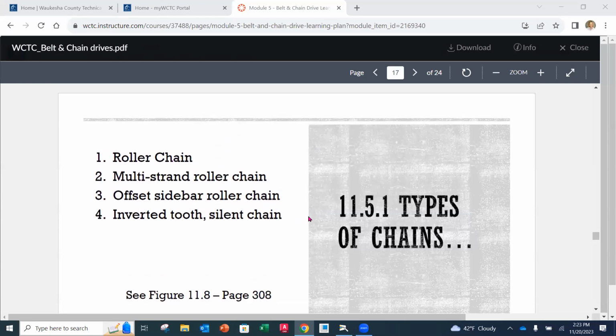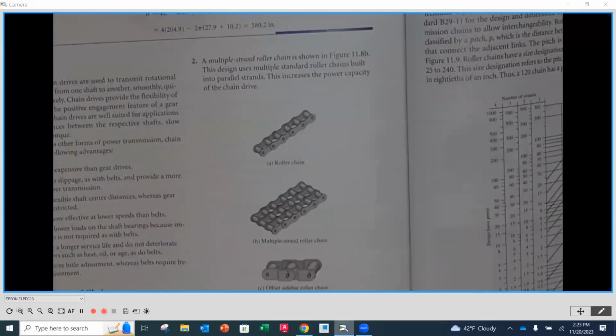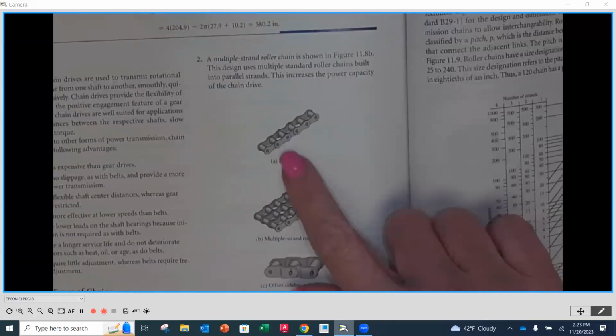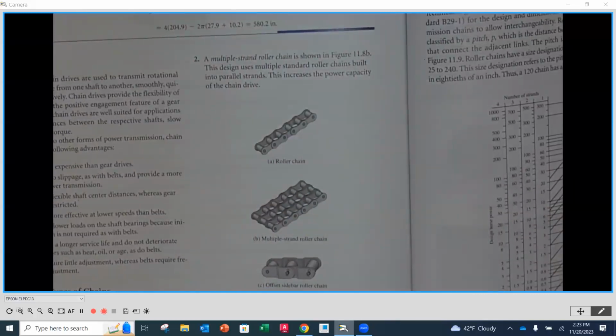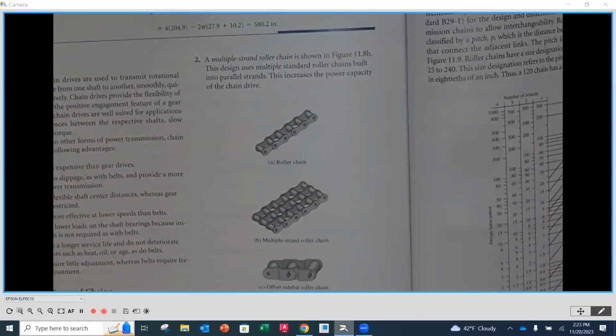So different types of chain. There's roller chain, there's multi-strand chain, there's offset sidebar roller chain, and then there's an inverted tooth silent chain. So on page 308, if we look at figure 11.8, it's an example of each one of these types of chains. So here's roller chain. This is going to be similar to, or almost, it's really identical to the type of chain that would be on like a bicycle.